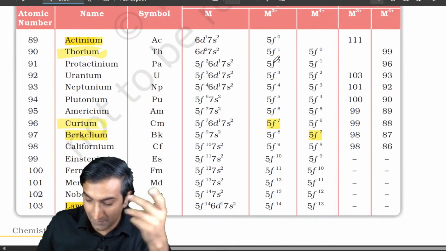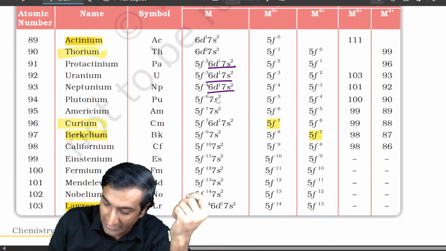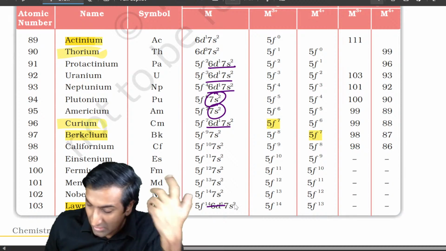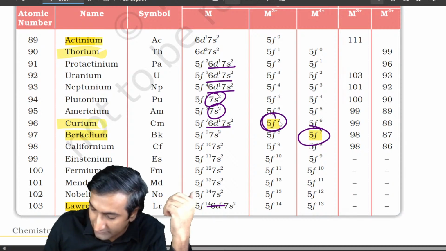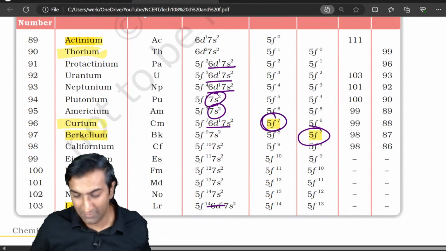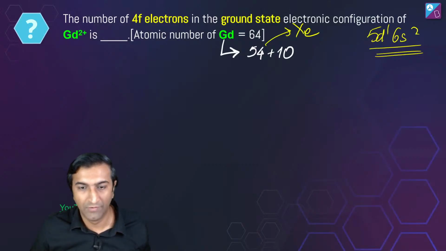Look at all this. Here, all of them have 6d1 7s2, mostly 7s2, less often mostly 6d1. How much are you going to do? But anyway, try and remember these two, which are 5 or 7. Read NCERT, what else can you do. Okay, back to the window of this question.